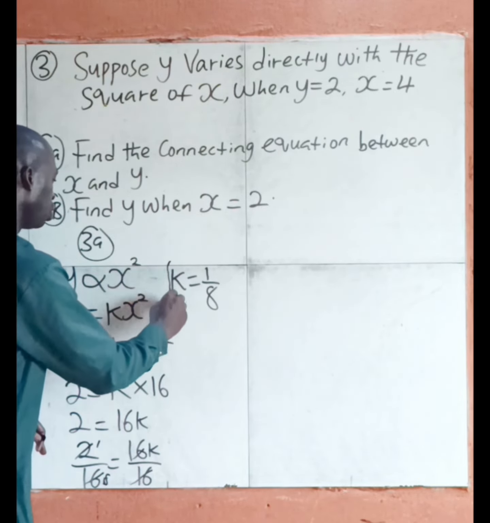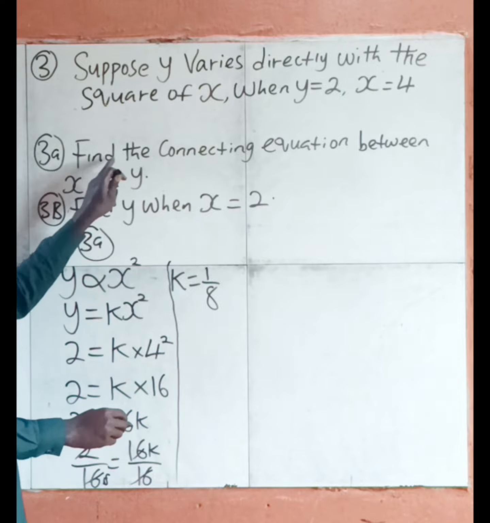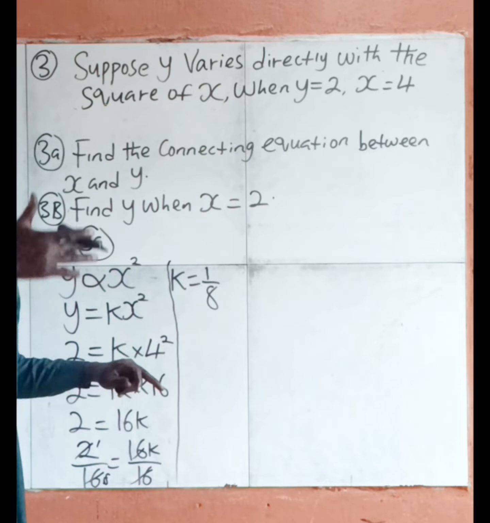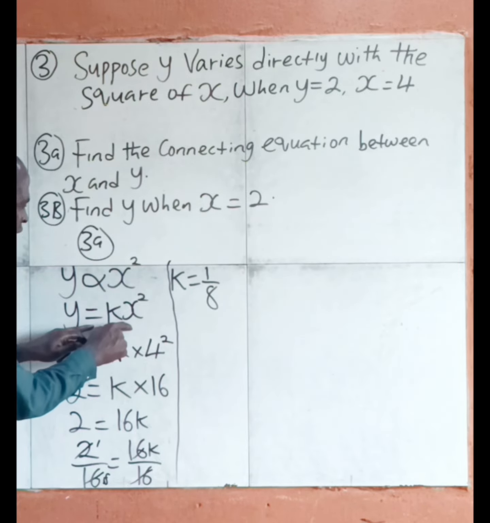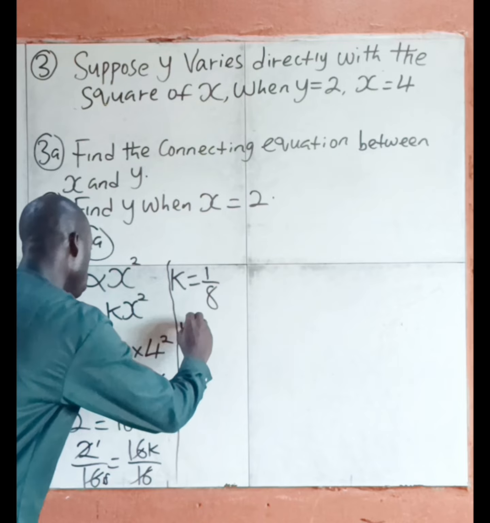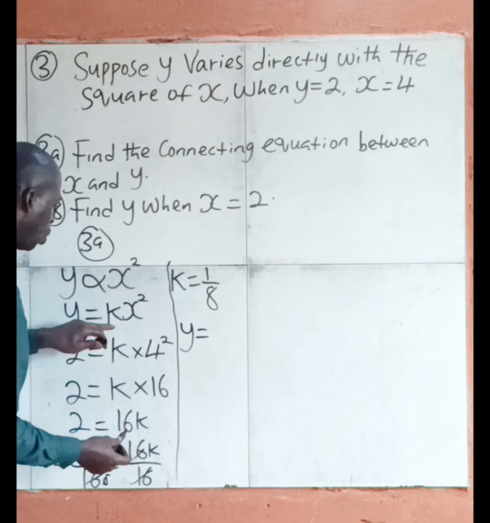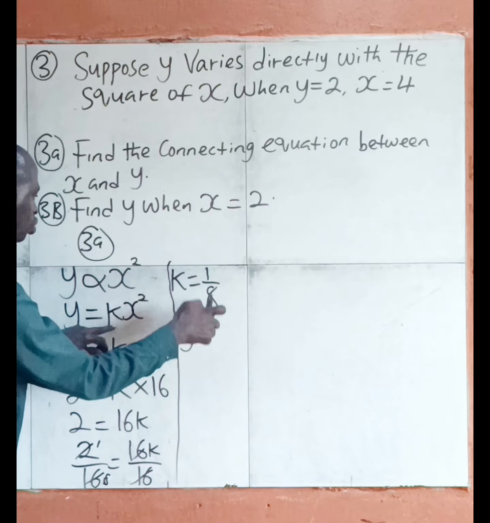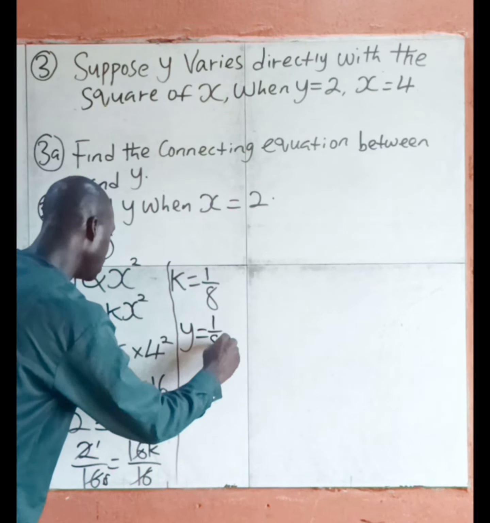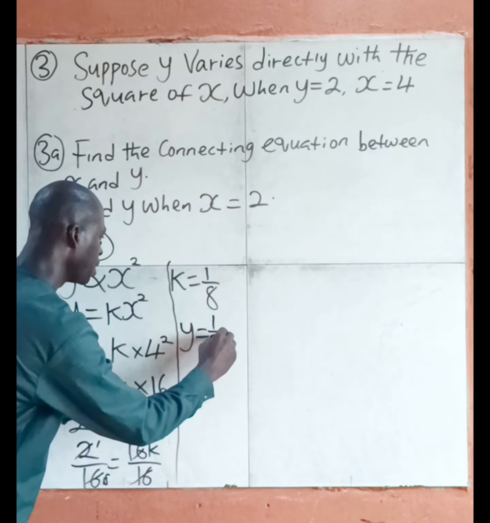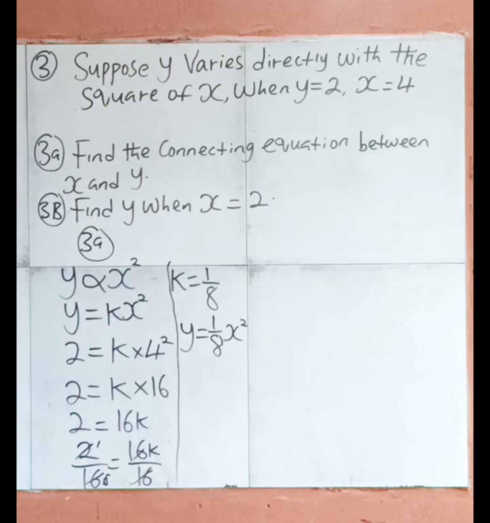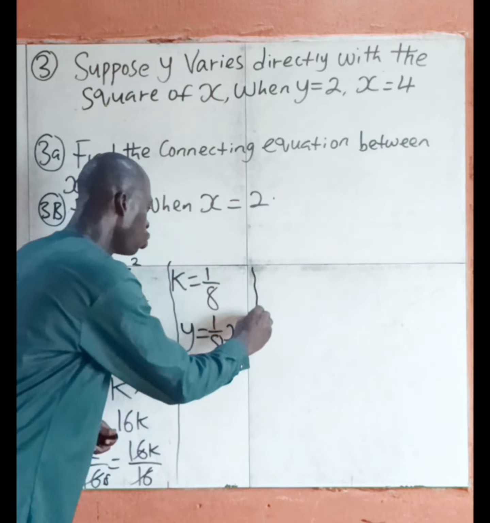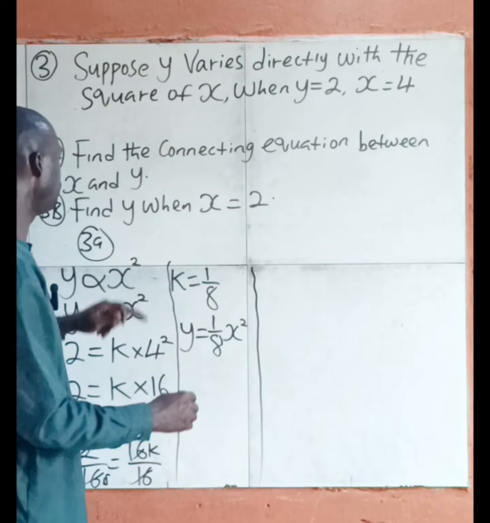Now we are not done solving. Remember the question says find the connecting equation. To find the connecting equation is very, very easy. Go back to this place and take this formula. Nothing more. I will come here which says y equal to, now what's my k? I've already gotten my k. My k is what? 1 over 8. I write the 1 over 8. Then what is this? x squared. I put the x squared beside it. Nothing more. And that becomes my connecting equation. So up next, we'll quickly go to question 3b.